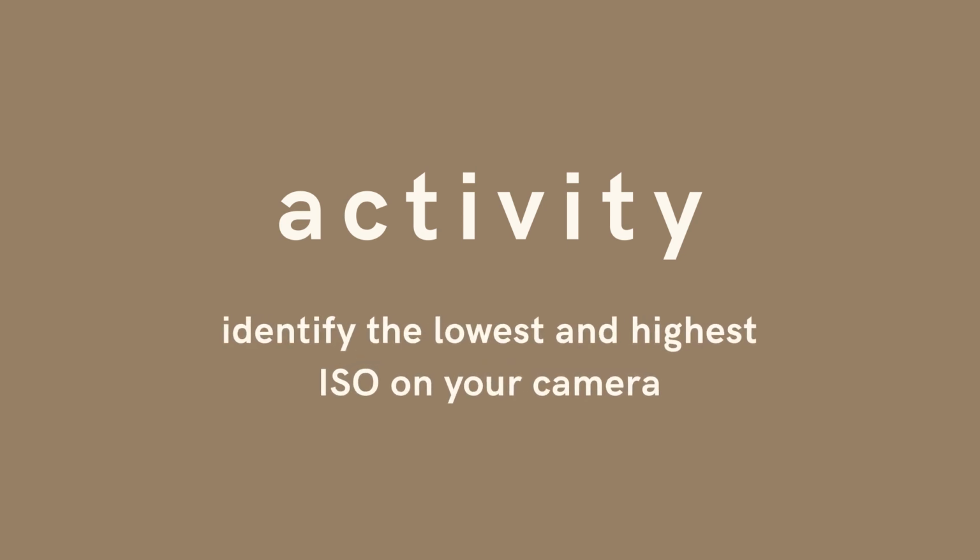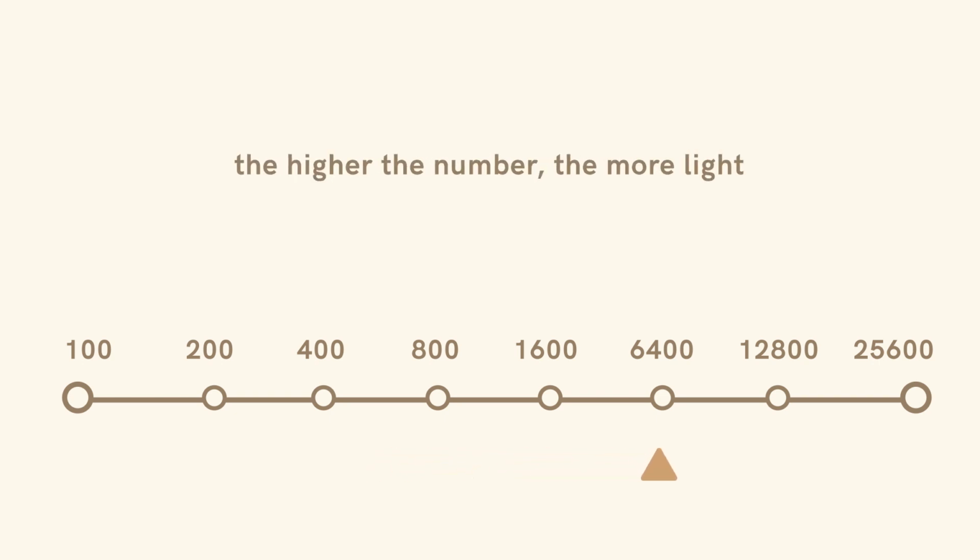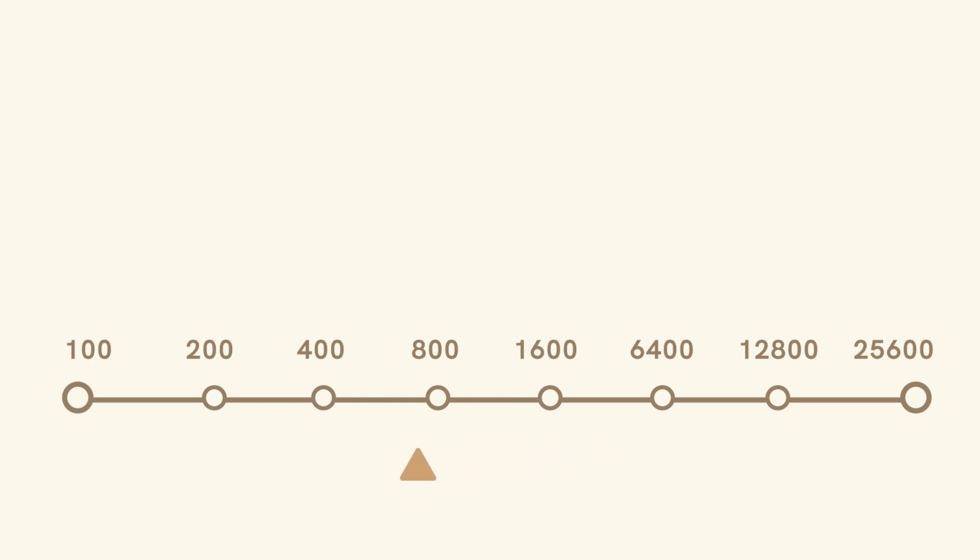What I want you to do now is try to identify your lowest and highest ISO on your camera. When you find it, take note that the smaller the number, the less light you are putting into your camera, and the higher the number, the more light you are putting in. In my camera, the lowest I can go is 100, and the highest is 25,600.